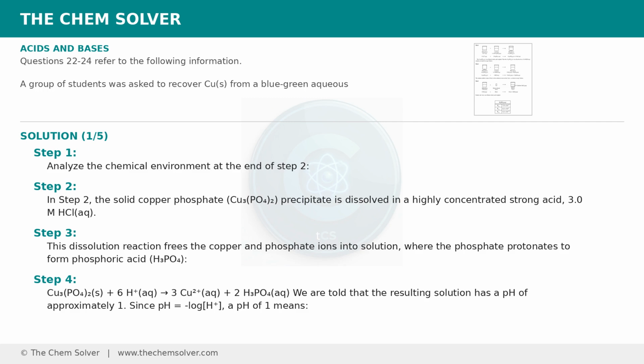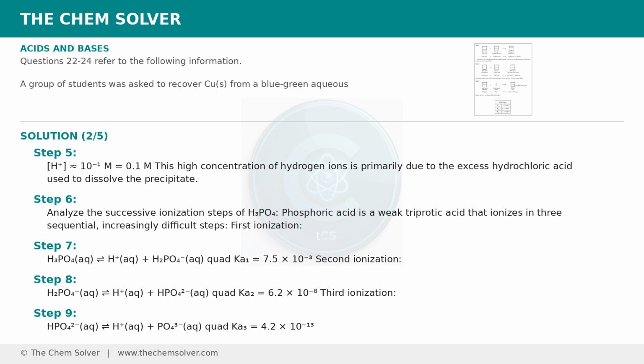Cu3(PO4)2 plus 6H+ gives 3Cu2+ plus 2H3PO4. We are told that the resulting solution has a pH of approximately 1. Since pH equals negative log H+, a pH of 1 means H+ is approximately 10 to the power minus 1 molar, equals 0.1 molar. This high concentration of hydrogen ions is primarily due to the excess hydrochloric acid used to dissolve the precipitate.